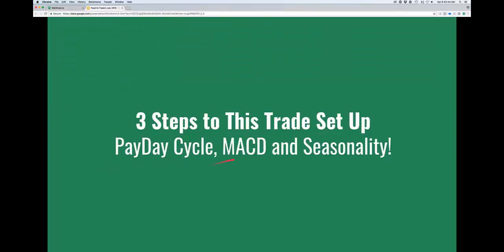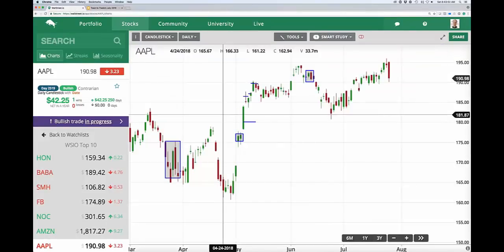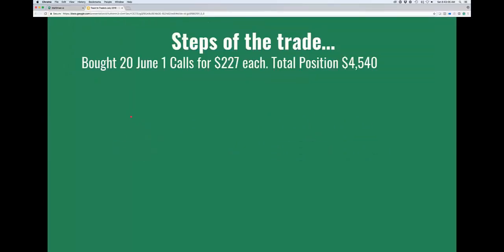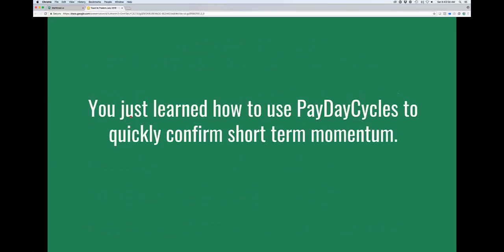Okay, so again, payday cycle, MACD, and seasonality. Let me know if there's any questions there. I also highlighted the trade that I took on it, so hopefully you have a little bit of an idea how I put these strategies and indicators to use. Okay, so let me walk through these.